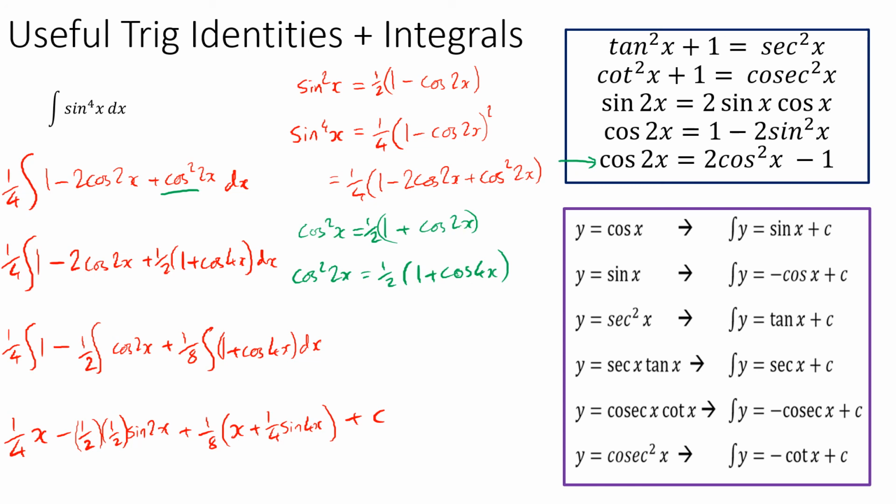So we do one last tidy through this. We've got a quarter of x minus a quarter of sine 2x plus an eighth of x, and you might collect those last two terms together to give yourself, I think, 3/8 of x. But I'm probably not going to, because I'm just about out of space here. Plus a thirty-second of sine 4x plus c. Job done. So yeah, trig identities and integration, a beautiful pairing.